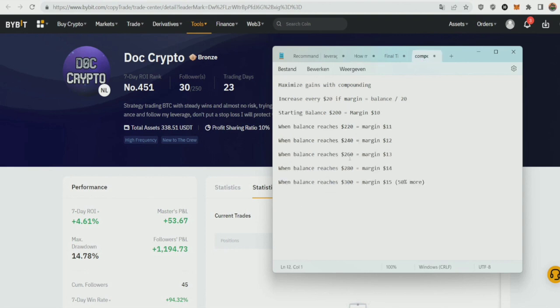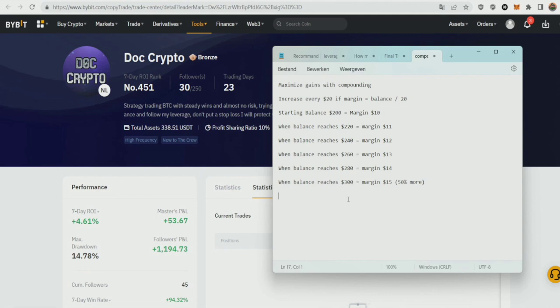So how does that really work? Like I said, guys, the margin should be the balance divided by 20. But if you make progress and profit, you should actually increase your margin. So let's say you start with $200 and margin 10. When your balance, so your equity, reaches $220, you put margin 11. When it reaches $240, margin 12. When it reaches $300, margin 15. That will be like 50% more margin than $200. So you will already make 50% more profit than you initially started with.